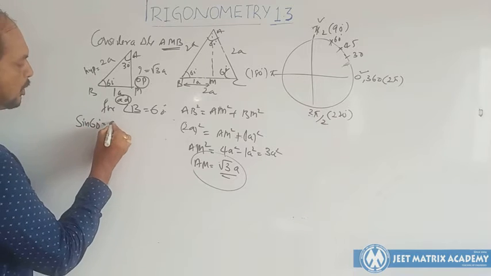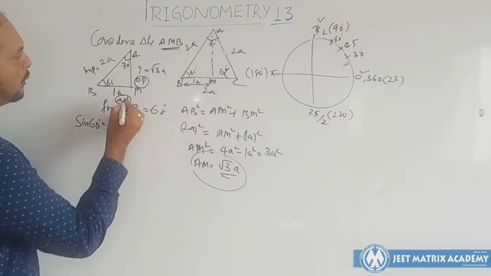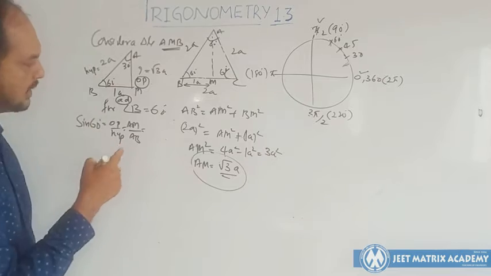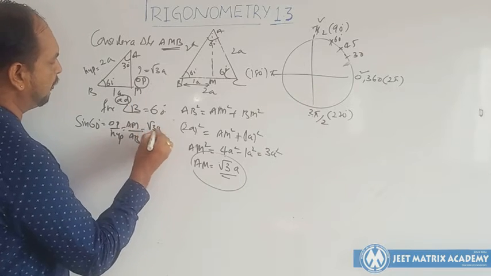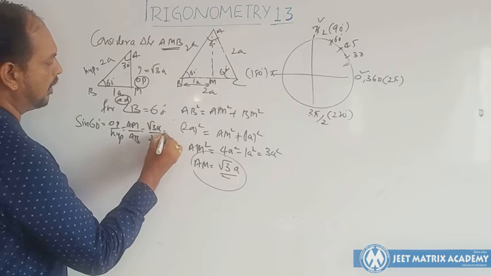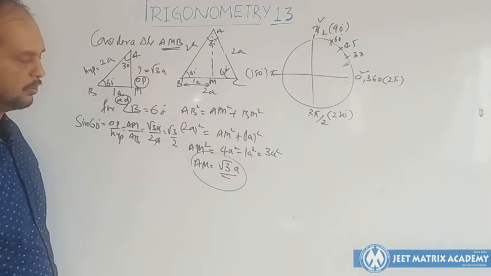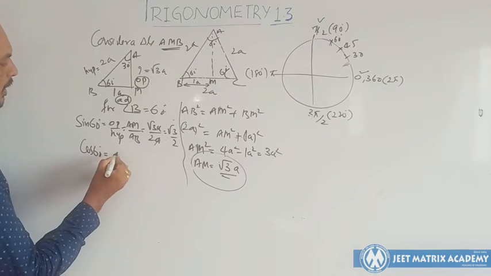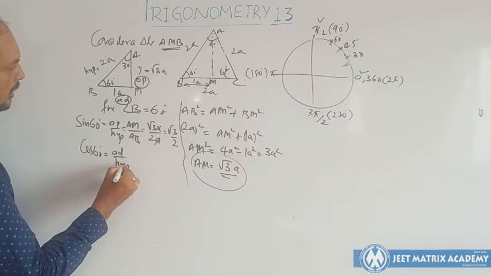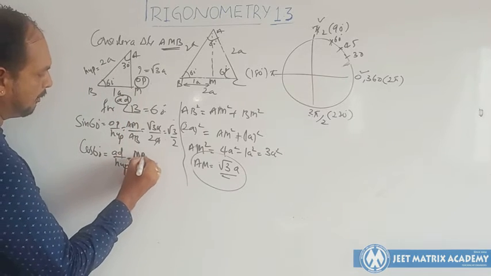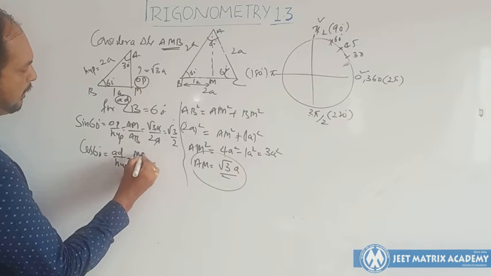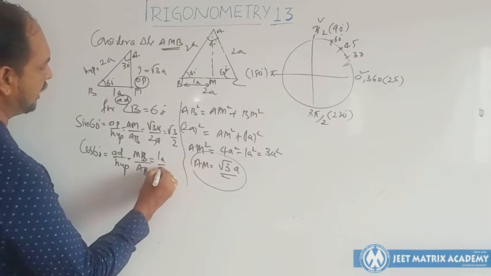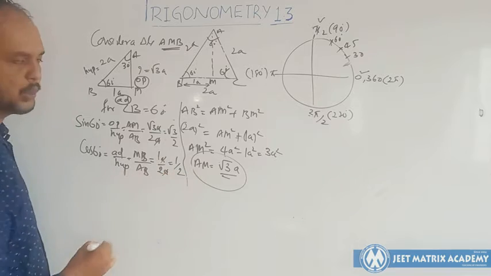Now define sine 60 degree, that is opposite side by hypotenuse. Opposite side is AM divided by AB. Hypotenuse never changes, so that is root 3A by 2A, or you can say root 3 by 2. Is it clear? Similarly, cos 60 is adjacent side by hypotenuse, adjacent side is my BM, so divided by AB, that will be equal to 1A by 2A, so 1 by 2.